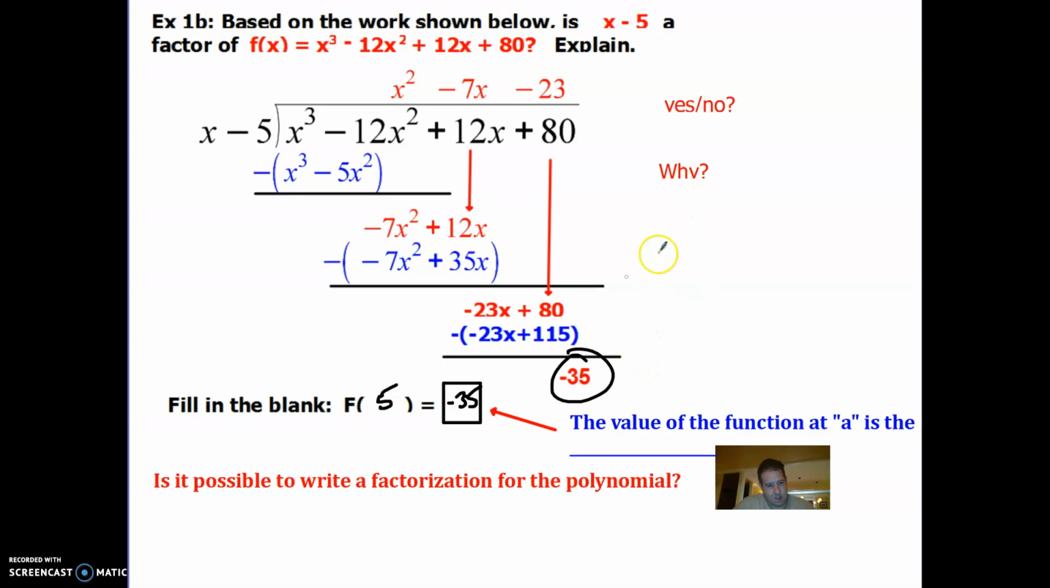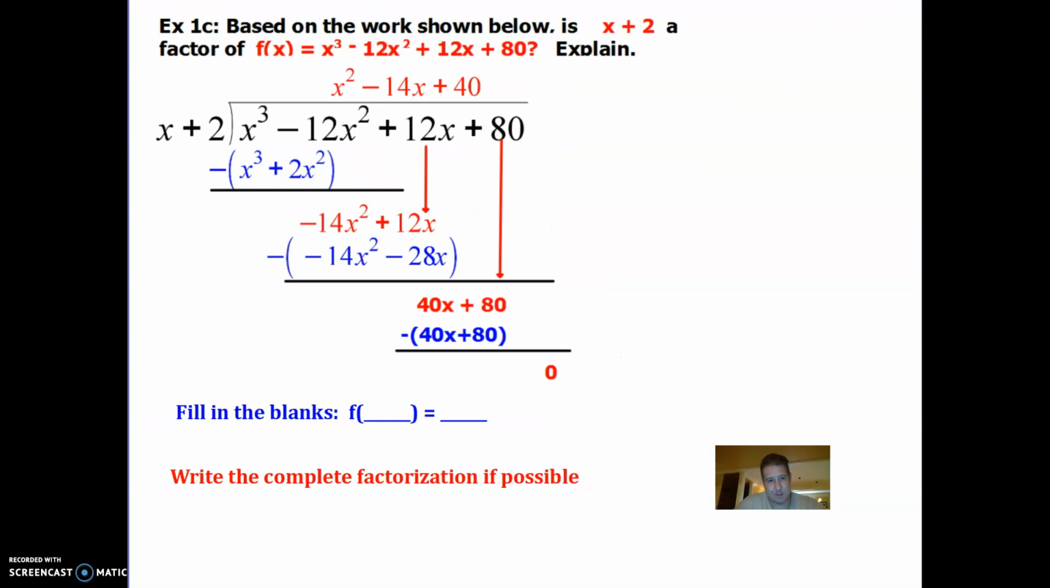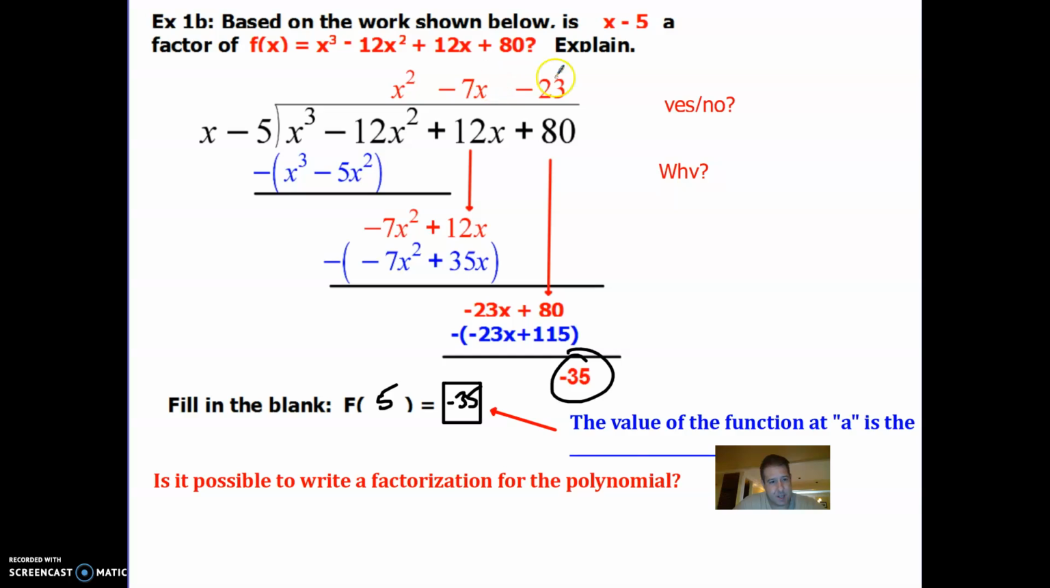It is not. So is it possible to write a complete factorization? Well, no, it's not. At least not here. Maybe something else can go into it equally, but x minus 5 cannot. But you did get this. Okay, so this times this, but the remainder is negative 35, so no.